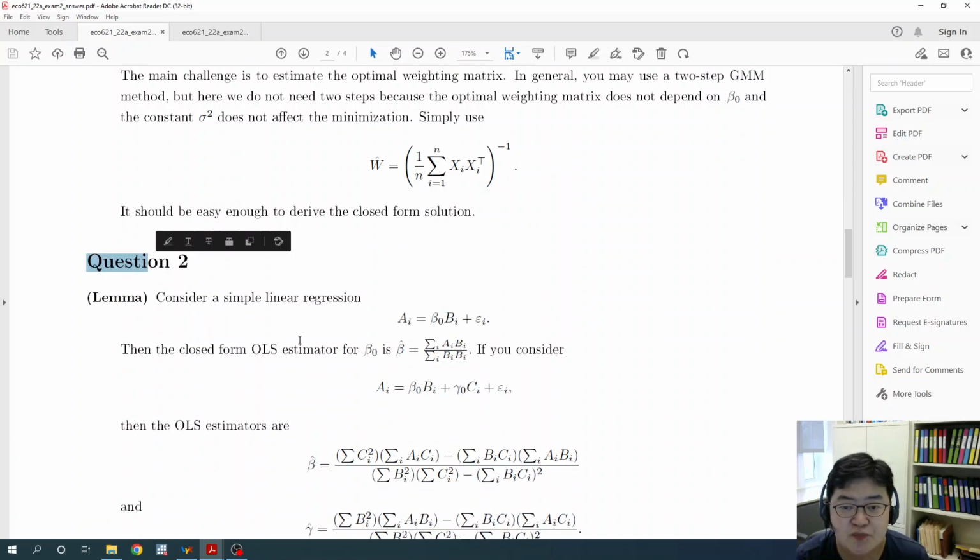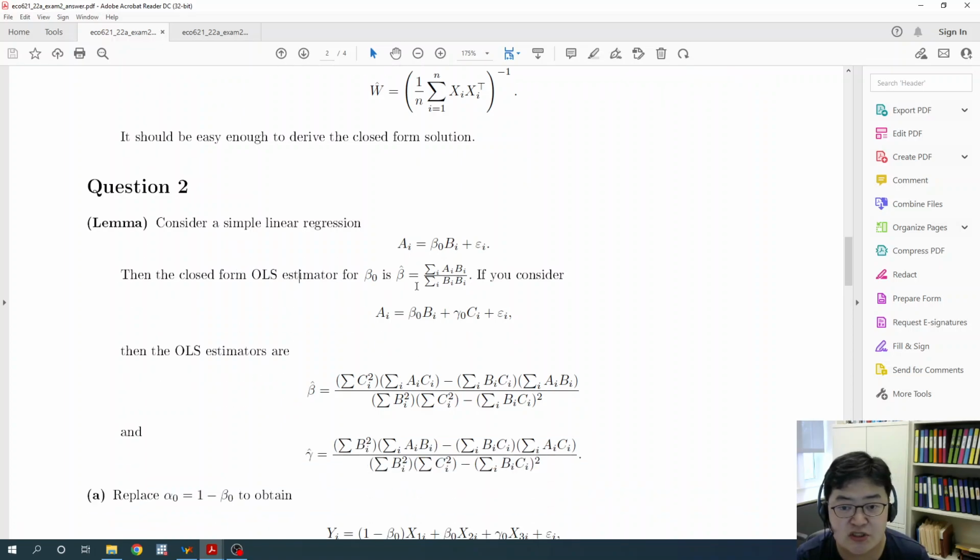And question 2. Before going into the question, I will first set up a lemma to simplify a later part. Consider a simple regression, regress A on B without intercept. Then we know the closed form solution, and actually I should have written more. Then you can calculate the variance of this, and everything is known. It is simple, right?